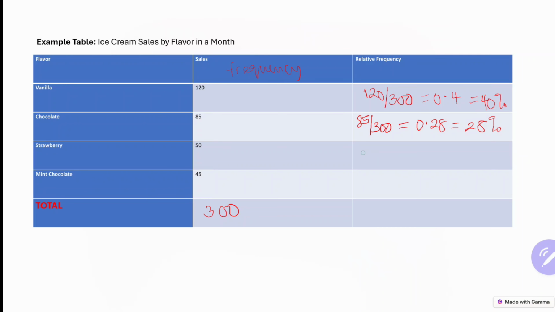Doing the same thing for strawberry, we have 50 divided by 300 equals 0.17, which is the same thing as 17%. And for the last, which is mint chocolate, we have 45 divided by 300 equals 0.15, which is the same thing as 15%. And the rule for relative frequency is that the sum of the relative frequencies must equal 1. If you add up the percentages, this should be the same thing as 100%. So this is how to calculate relative frequency.